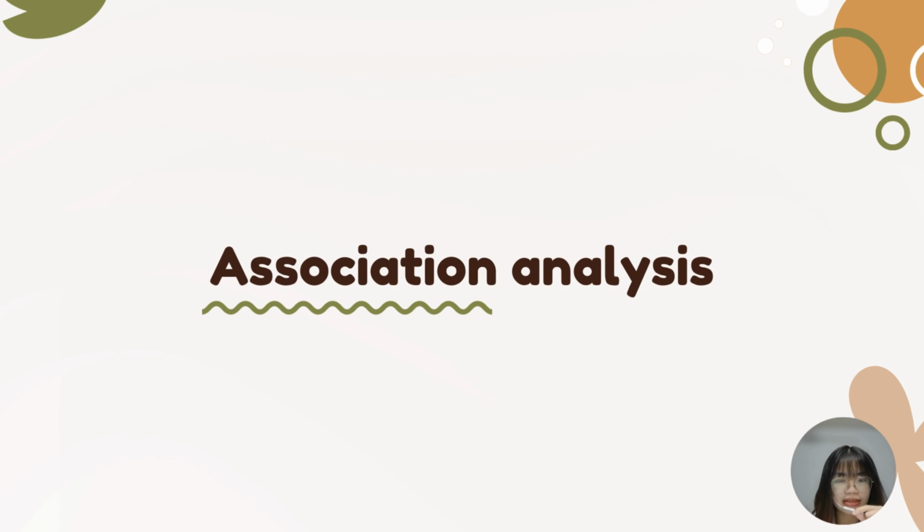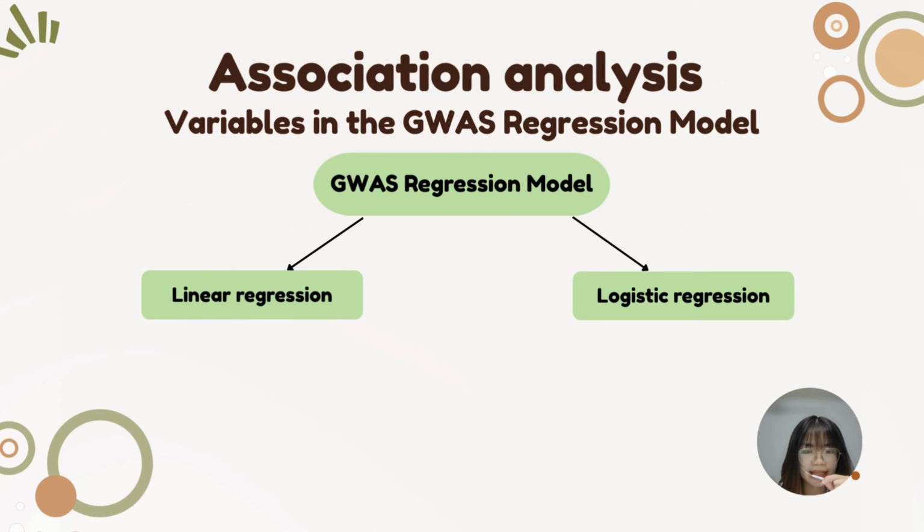Alright, let's look at the association analysis. In GWAS, we use regression models to test whether a genetic variant or SNP is associated with a trait while adjusting for other factors. There are two main types of regression models used. Linear regression is used when the trait is continuous, such as height or BMI, while logistic regression is used when the trait is binary, for example disease versus control.